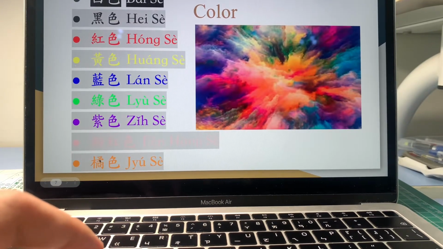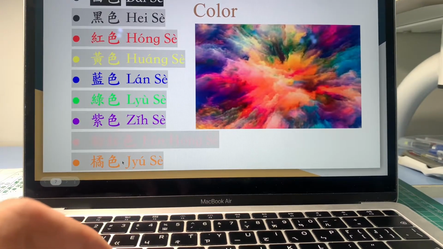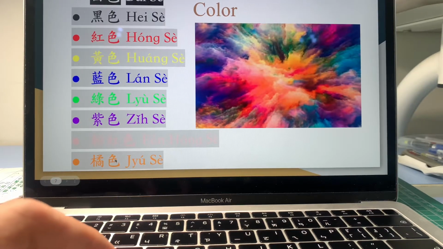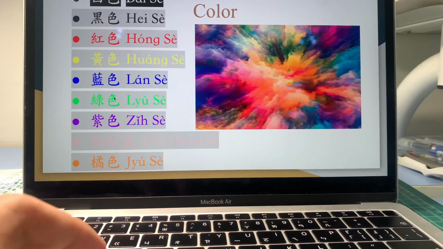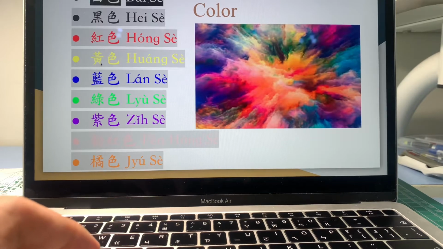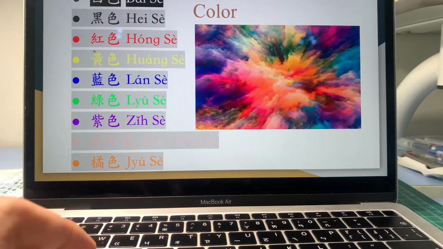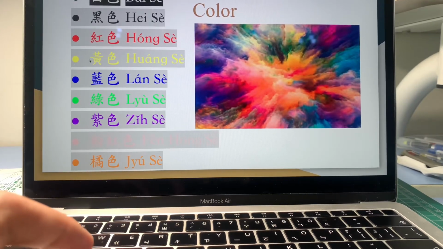And the last one is 橘色, orange. 黄 can also, remember, 黄 can also be a surname like me. So you can call someone Mr. or Mrs. Huang.